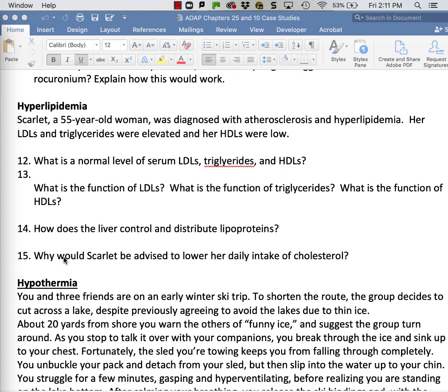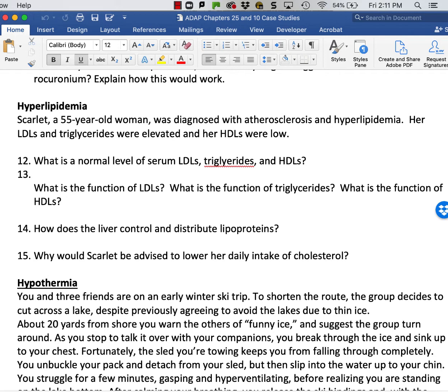What's the function of LDLs? LDLs deliver cholesterol to the peripheral tissues. So they're picking up all of those lipids from your digestive tract and delivering them to the peripheral tissues, and they can build up plaques in your arteries. They're kind of known as the bad cholesterol.